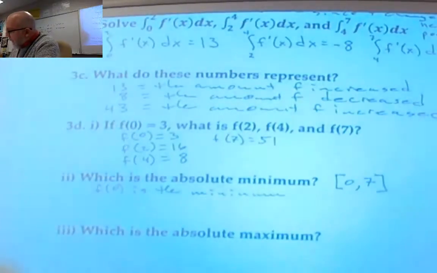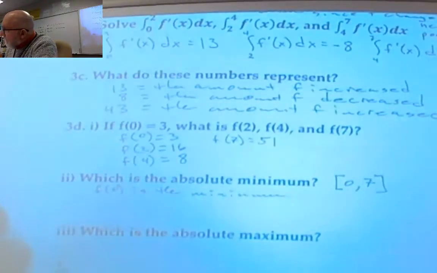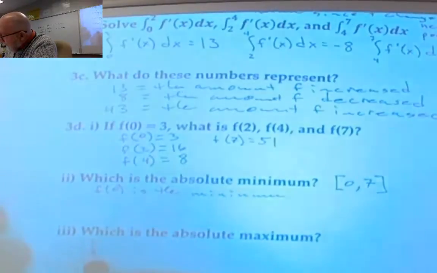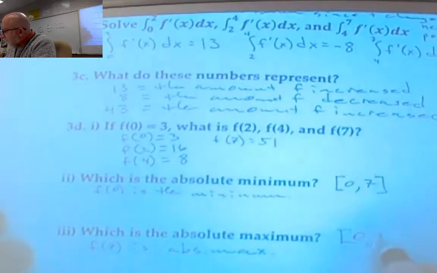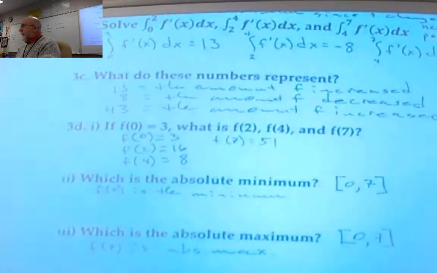Hannah, what's the absolute minimum? F of 7 is absolute max on this closed interval 0 to 7, for exactly the same reason that I told John, right?